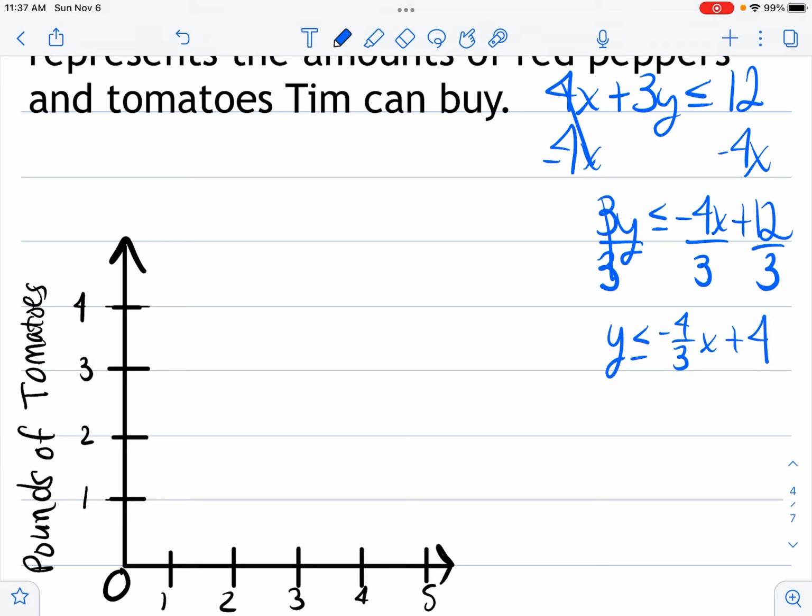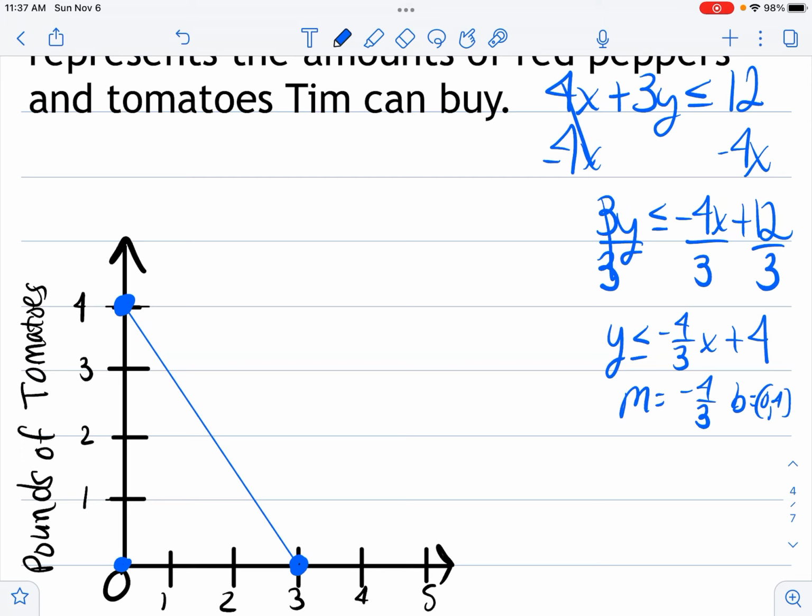All right, so over here on the graph, I know that my slope is negative 4/3. My y-intercept is (0, 4). So plot (0, 4) right there. Go down 4, right 3. That puts me right here. I'm going to connect these together. It is a solid line, so I don't have to worry about that. Now I just need to figure out what side of that line to shade.